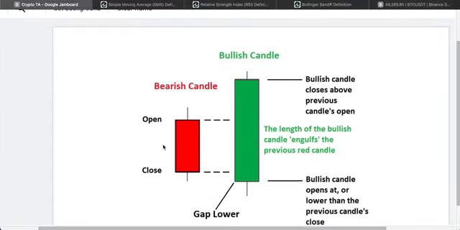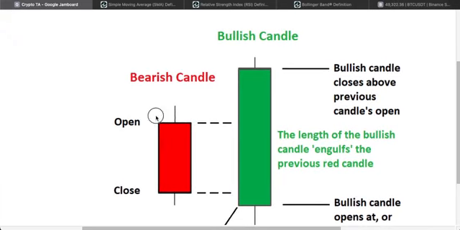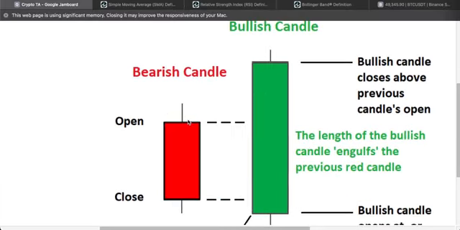What is this part though here, this kind of wick right here? Well, this tells us the intra-time period trading. What this means is that the price opened up right here. That was the entry price. During the time period, the price went up here to this level. It also fell all the way down here to this level, as you can see. So during the time period, the price was actually from this level all the way up to this level. However, the opening price was right here, and then the closing price was right here.